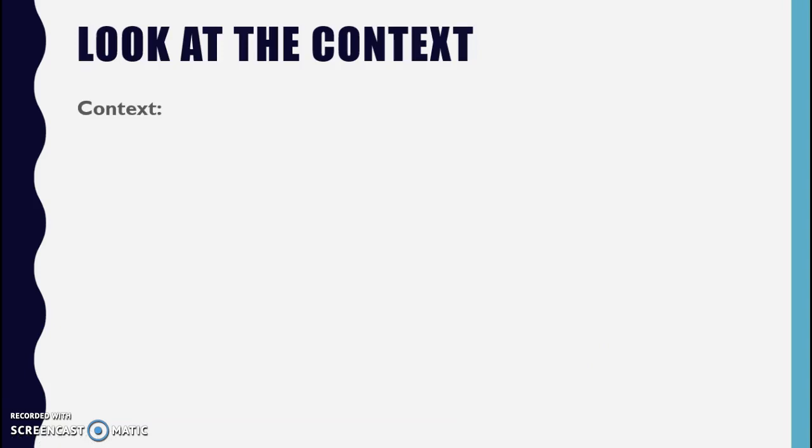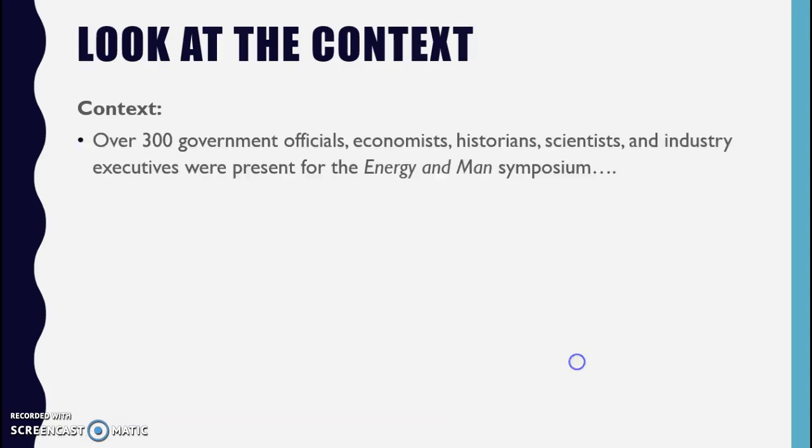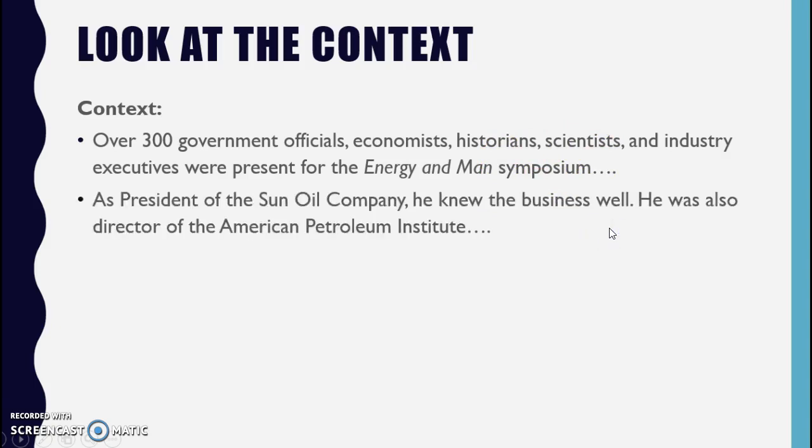So let's take a look at some examples of context. So here we see that the author, and this is from the article we're looking at, over 300 government officials, economists, historians, scientists, industry executives. These are experts. This is an important place. We're present for the Energy and Man Symposium, which is a kind of conference. So we know that it was an important conference where these words were said.